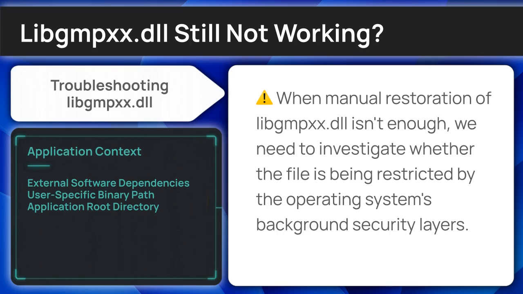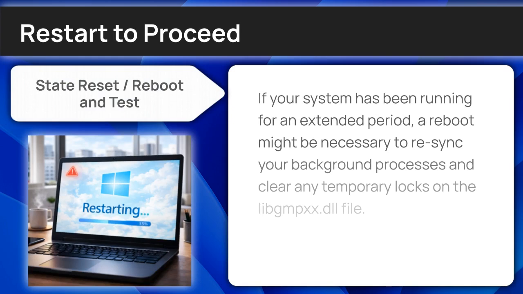of the system state. Performing a restart can determine if the error is just a transient environment glitch. A reboot refreshes your system's path variables and can sometimes reestablish a broken link to the Libgmpxx file.